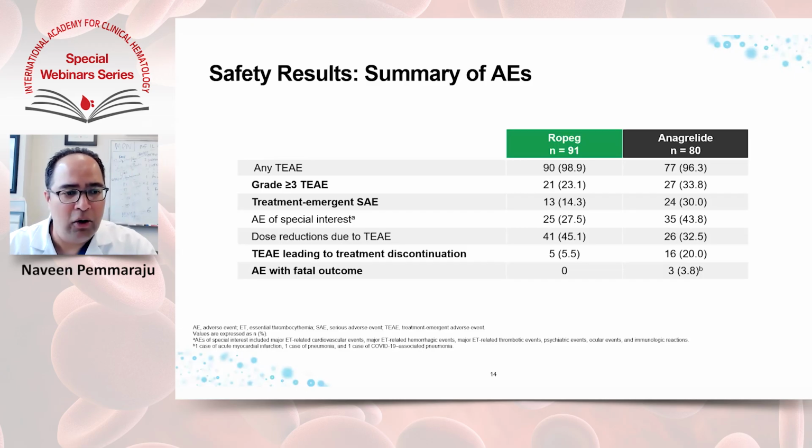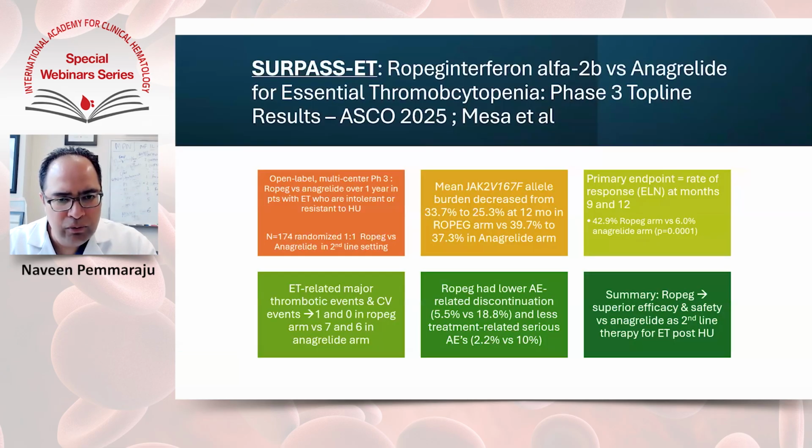As you can see here, almost all patients had an adverse event, grade 3 or higher TEAEs, 23% in RoPEG, but actually higher in the anagrelide arm, 33%. And no new safety signals were seen. Again, most commonly with these, you'll see immunitis, thyroiditis, liver, mood changes, etc. So overall for the SURPASS-ET, this was a positive study.